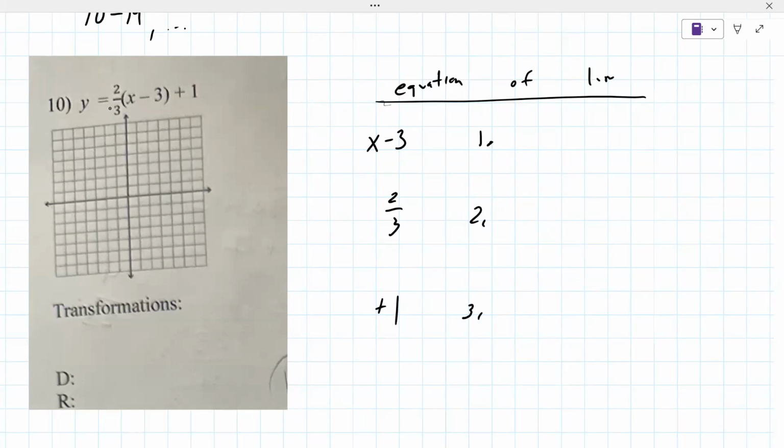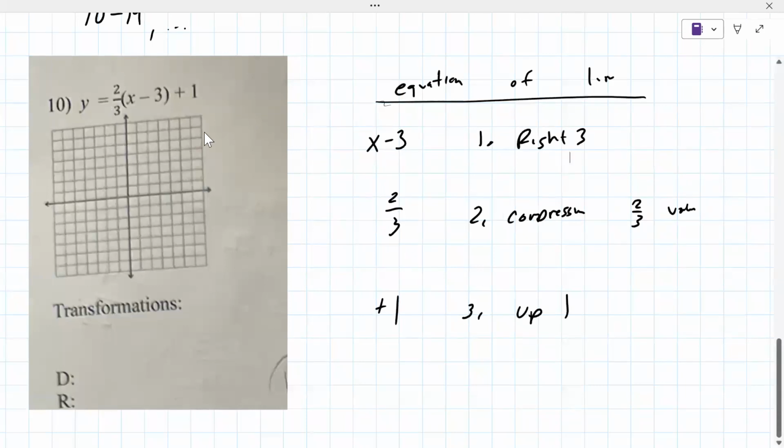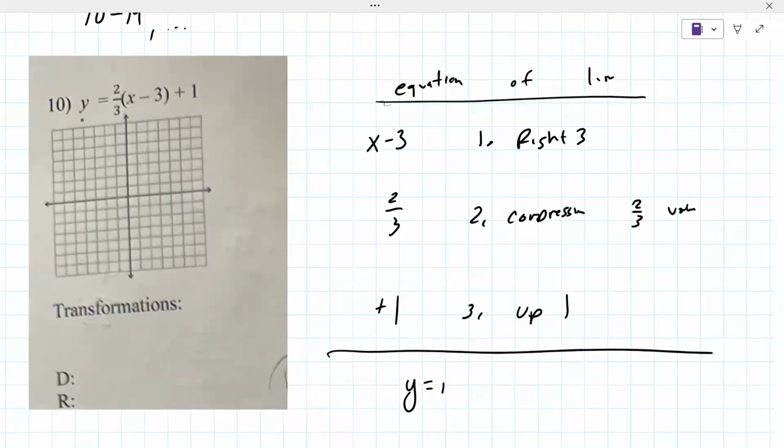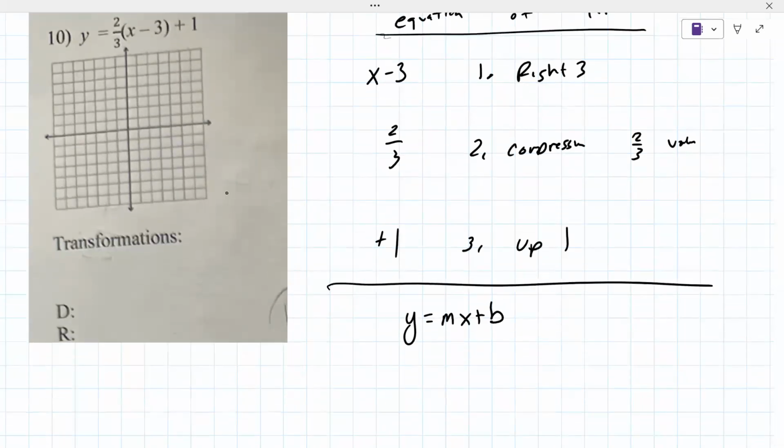So would it be compression by 2/3? Yes, okay. Vertical. And then up 1, good. Right 3? Yes, good. But this is weird to graph. You would never graph it this way. To graph an equation of a line, you really want it in this form, y equals mx plus b. To get it in that form, you're going to distribute.